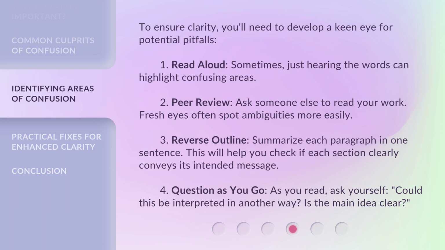3. Reverse outline. Summarize each paragraph in one sentence. This will help you check if each section clearly conveys its intended message. 4. Question as you go. As you read, ask yourself, could this be interpreted in another way? Is the main idea clear?